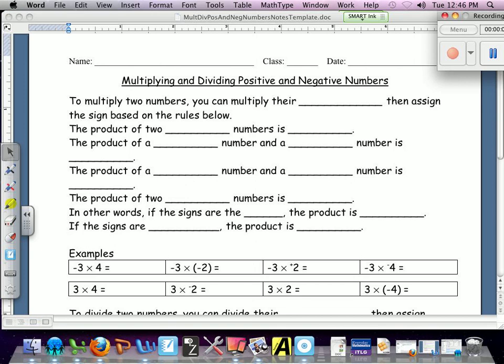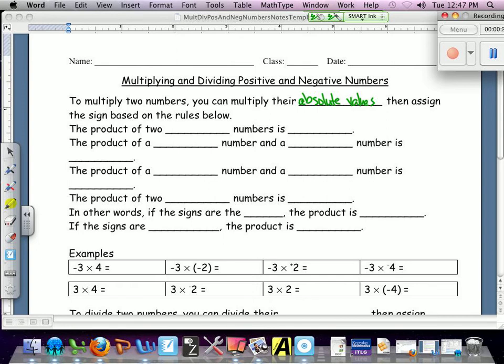Divide two numbers. So it has two sections, multiplication first. It says you can multiply their absolute values, then assign the sign based on the rules. As I told you, I usually do it the other way around. I assign my sign, and then I do my computation, because otherwise I'm probably going to forget to put that negative sign in front if it's supposed to be a negative answer.